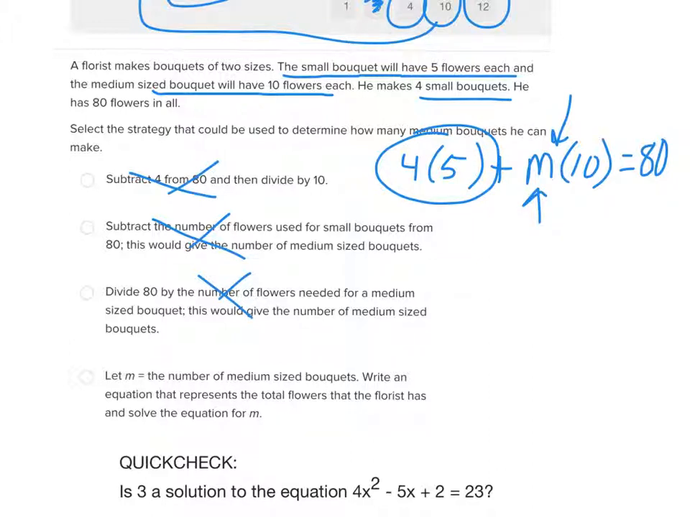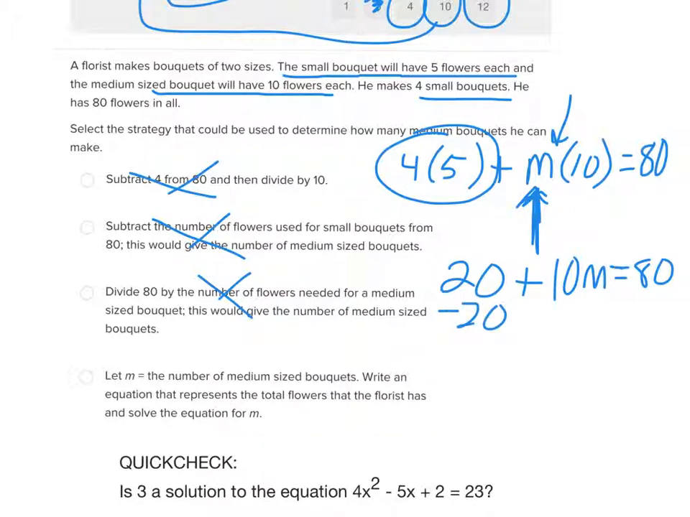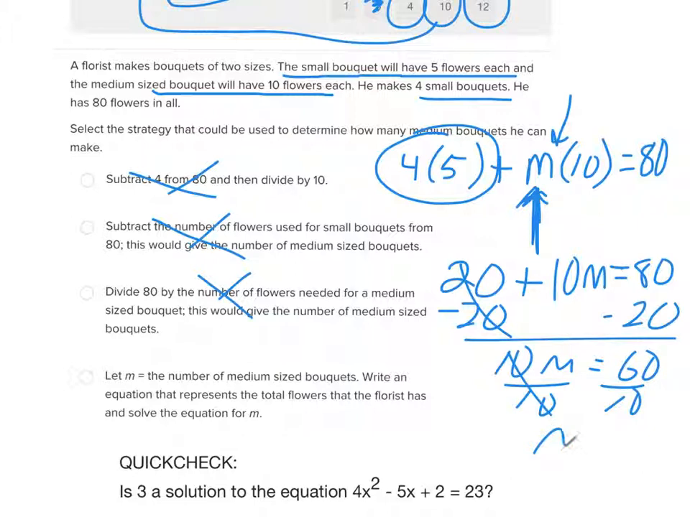Let m equal the number of medium-sized bouquets. There it is. Write an equation that represents the total flowers that the florist has and solve the equation for him. That's what you would do. You'd now solve this. You don't have to here, but if you did, you would simplify 4 times 5 and you'd get 20. So 20 plus m times 10 is 10m, equals 80. And you guys already know how to get the m by itself. You'd subtract 20 from each side, and 10m would equal 60. And now you divide by 10, and m would equal 6. There it is. So, mark the correct answer.